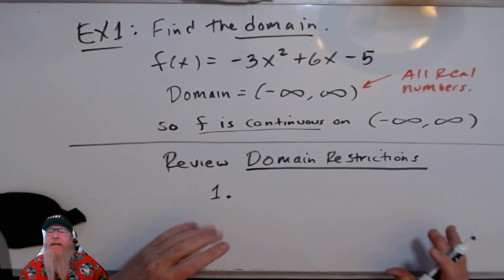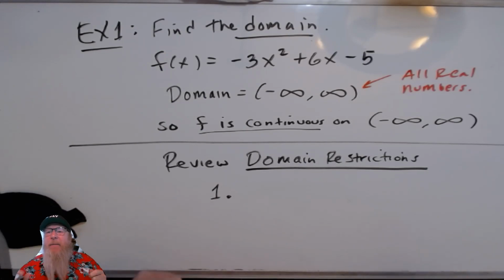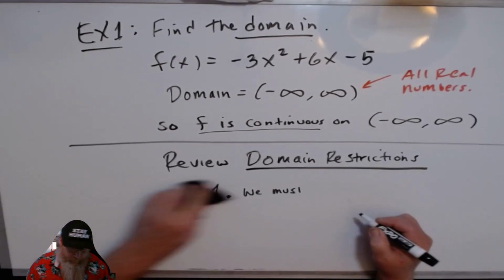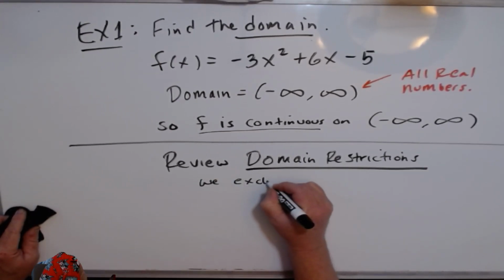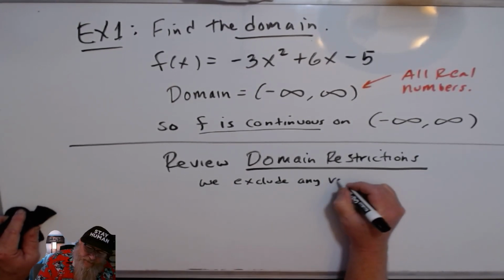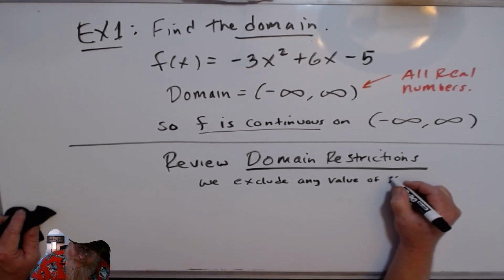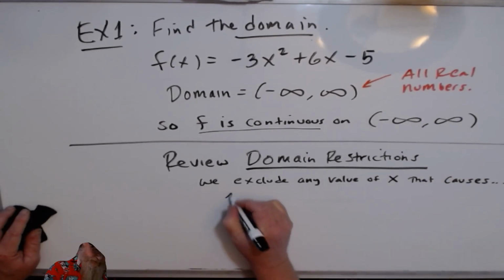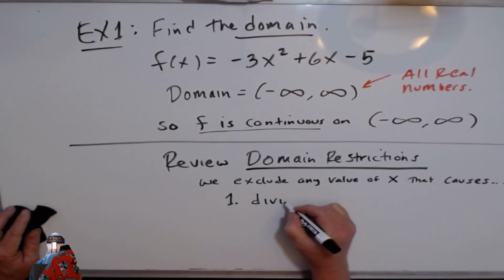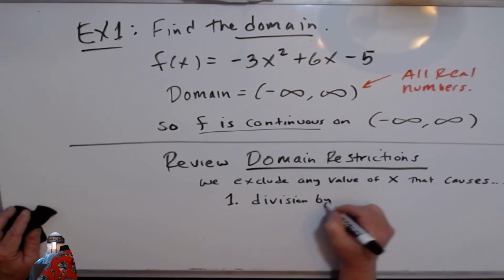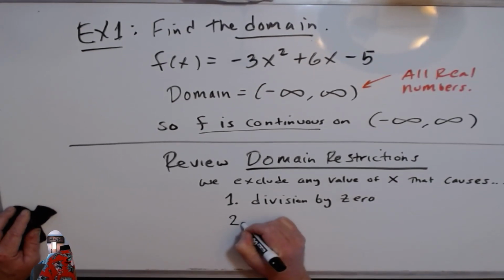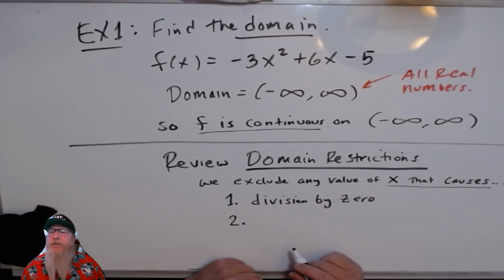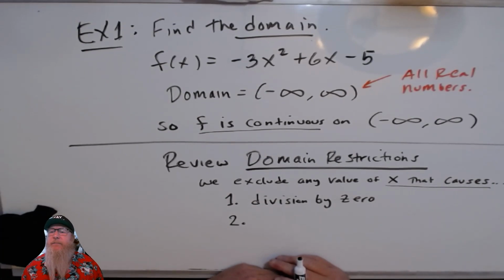Restrictions on domain. These are numbers that cannot be included in the domain. We exclude any value of x that causes division by 0. So anytime we have a value of x that causes division by 0, we must exclude that value.